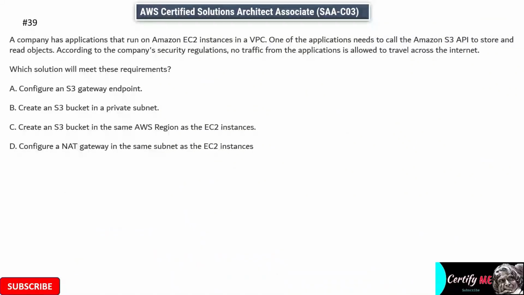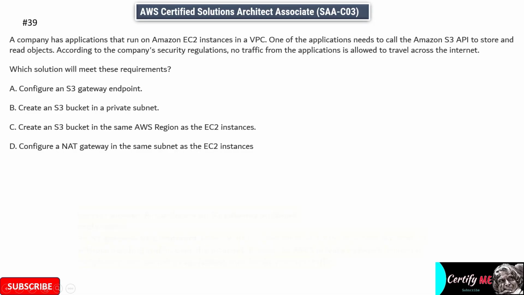Next question. A company has an application that runs on Amazon EC2 instances in a VPC. One of the applications needs to call the Amazon S3 API to store and read objects according to the company's security regulations. No traffic from the applications is allowed to travel across the internet. Which solution will meet these requirements? Option A: configure an S3 gateway endpoint. Option B: create an S3 bucket in a private subnet. Option C: create an S3 bucket in the same AWS region as the EC2 instances. Option D: configure a NAT gateway in the same subnet as the EC2 instances.